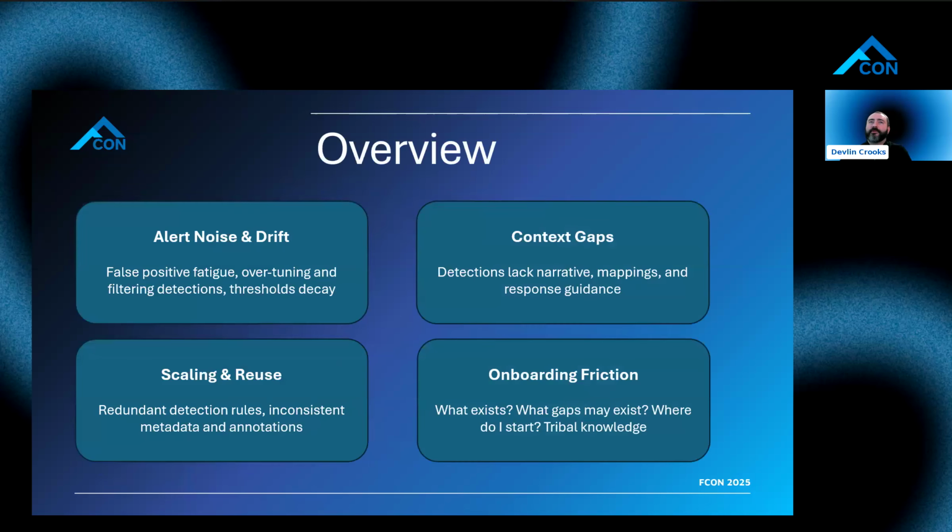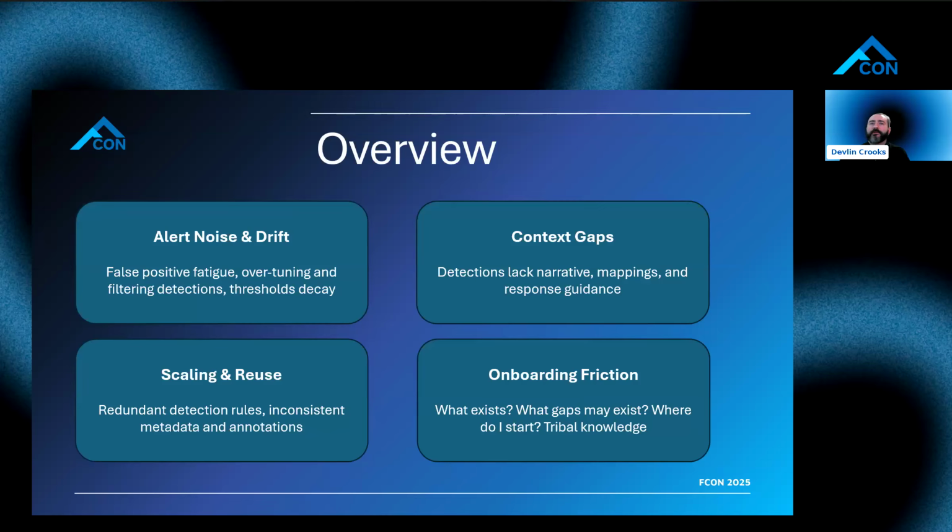So the overview for this presentation is going to go over how we treat alert noise and drift: our false positive fatigue, overtuning, filtering detections, threshold decay over time, behavioral changes, and some context gaps that we can use semantic reasoning for. Detections that lack narratives, mapping, response guidance, creating a centralized plane, scaling and reuse.